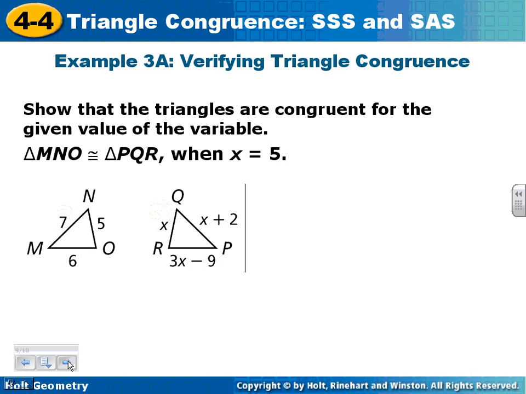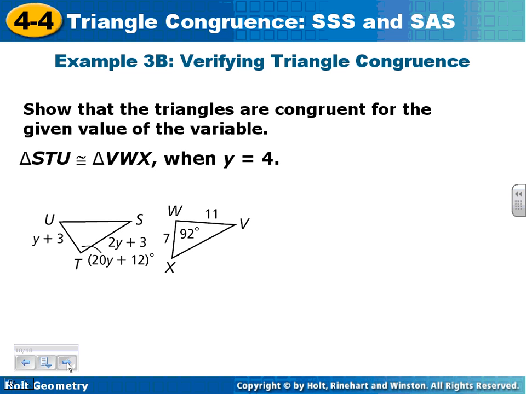If you look at the last slide. Let me get there. Here. y is 4. So I'm going to start plugging in this 4. So this over here, y plus 3 would be 4 plus 3, so that's 7. 2y plus 3 would be 8 plus 3, it would be 11. I'm going to mark these out. This angle right here would be 20 times 4, that's 80, plus 12 is 92.